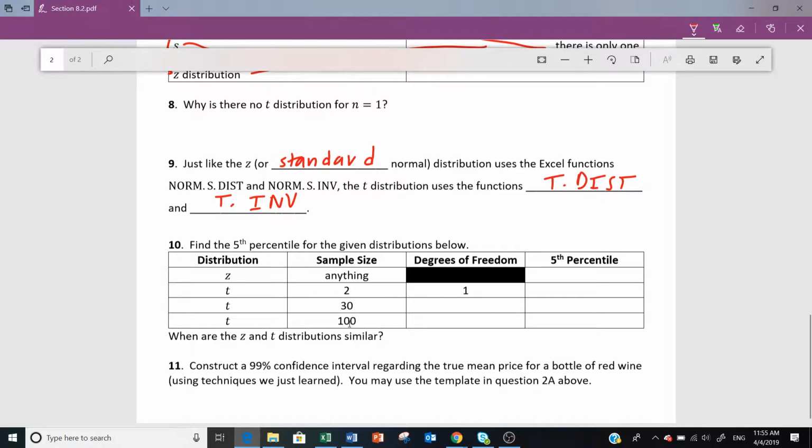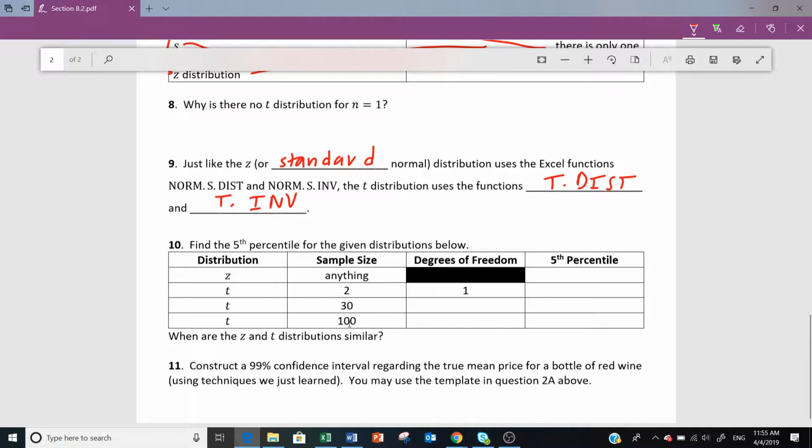Wait, I have a question. Yes. Yeah, that's right. Yes, you always do inverse for percentiles, yes. So we use the .inv, let's do it for the z first. How do you find the 5th percentile with the z? Are these right? That's right.